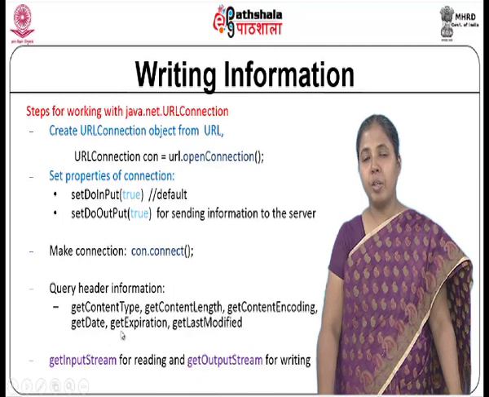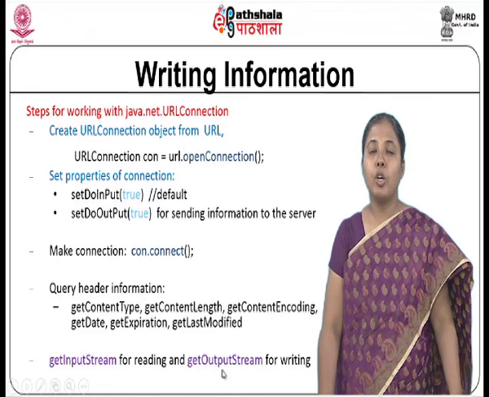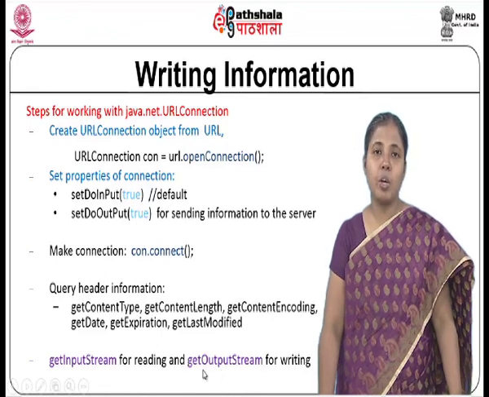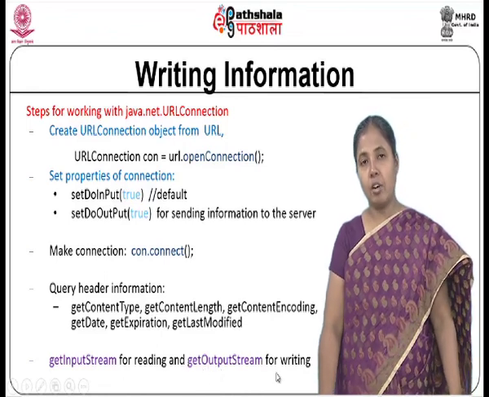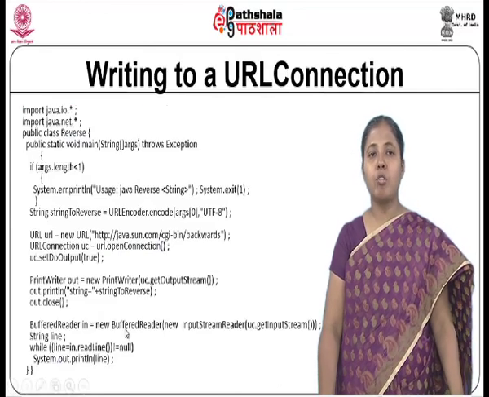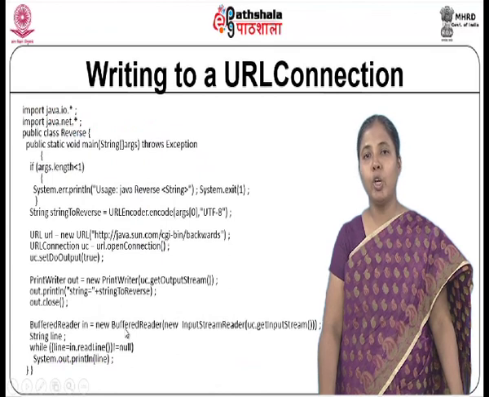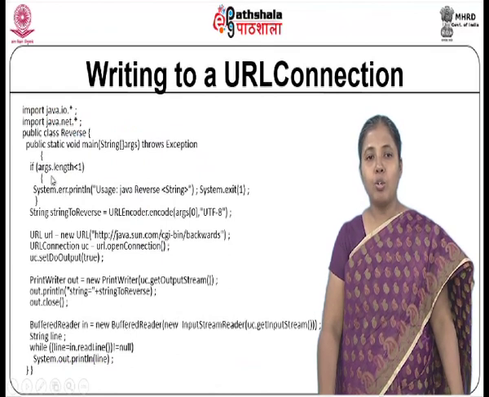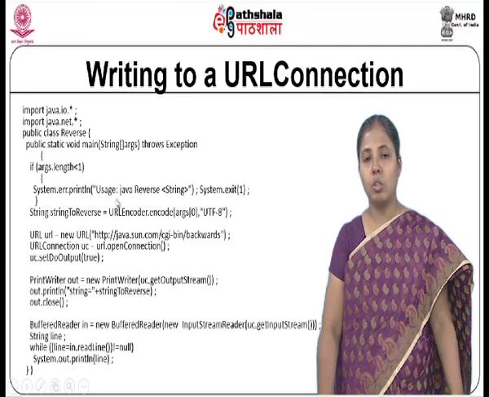These are some of the methods by which you can get the header information. And in order to send it, you need to get an output stream by which you can pass the information and write it to the other end. And this is an example that explains how you write to a URL connection. So, as I told you, you want to write a string in reverse order to the other end. So, you make an encoding using the URLEncoder, which has to be encoded in the UTF-8 format, that is the MIME format which would be accepted.